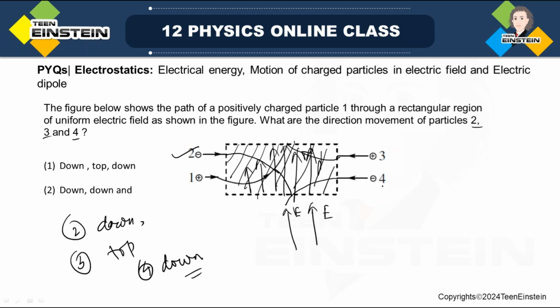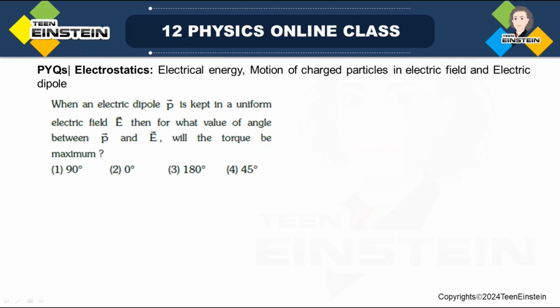Now let us go to the next problem. Okay, this is a very interesting problem. This is from dipole. When an electric dipole P is kept in a uniform electric field E, for what value of the angle between P and E will the torque be maximum? We know the expression for the torque due to a dipole is P cross E, or this will be PE sine theta.